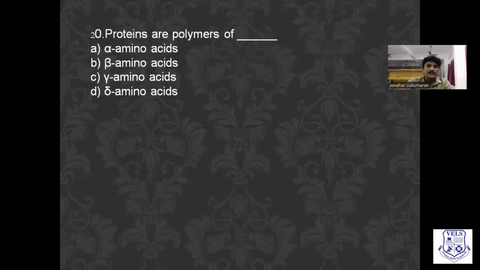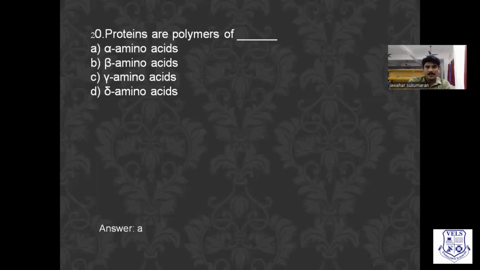20. Proteins are polymers of A. Alpha amino acids, B. Beta amino acids, C. Gamma amino acids, D. Delta amino acids. A. Alpha amino acids. Amino acids contain amino NH2 and carboxyl COOH functional groups. Alpha amino acids contain the NH2 group adjacent to the COOH group. Protein hydrolysis yields only alpha amino acids. So alpha amino acids is the correct answer.